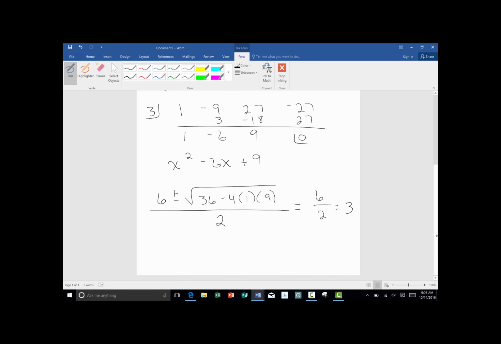So what you have then is a 0 of 3, another 0 of 3. And if we had factored, factors of 9 that give me 6, or 3 and 3, and to give me -6 would be -3 and -3. And if I set those equal to 0 and solve, I do get 3 and 3. So that's the 2 ways that you would have solved it.